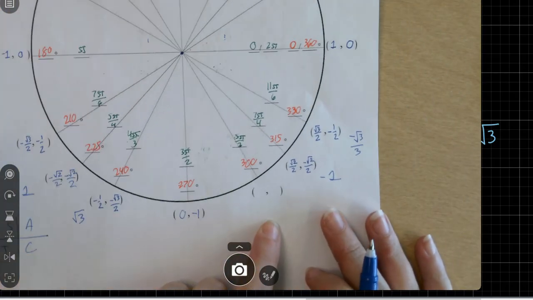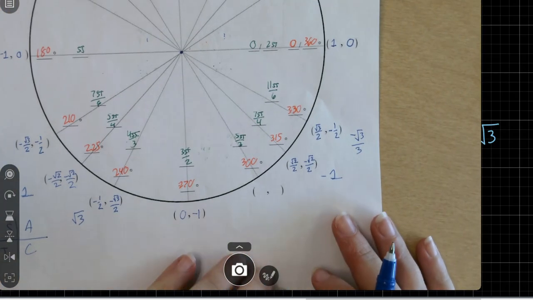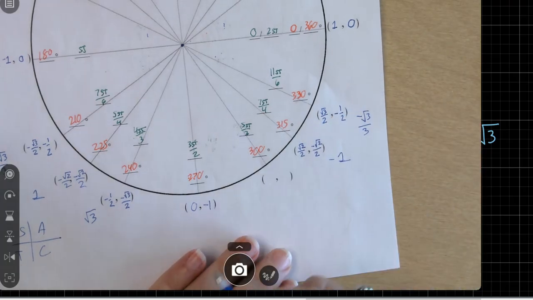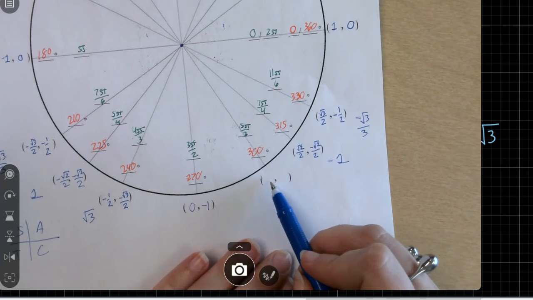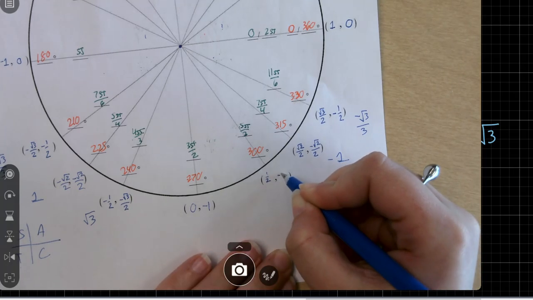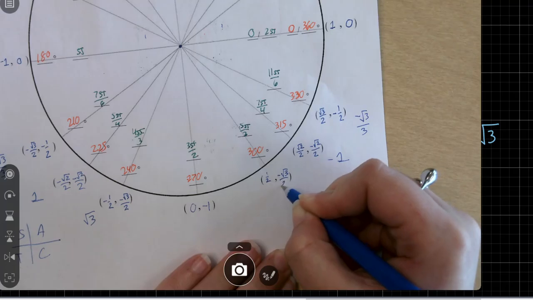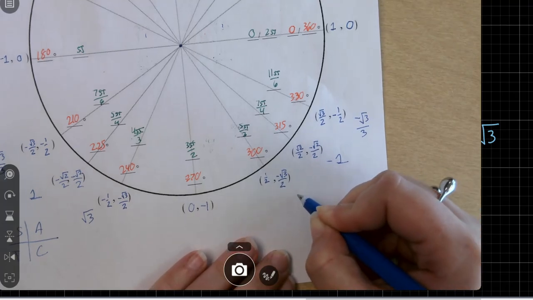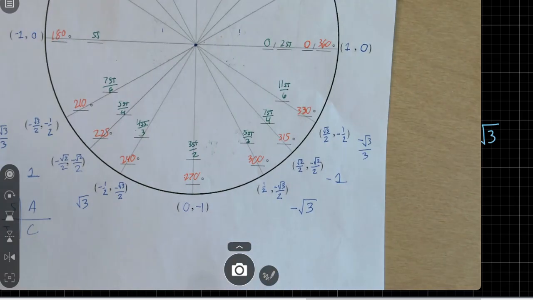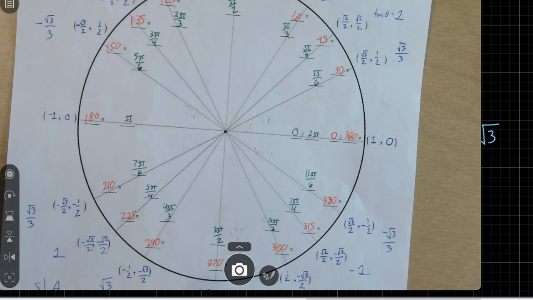Okay, what about over here? Jade, you next. 300? Okay. Yep. And what's tangent? Negative square root of 3. Perfect. Okay, we're so done.